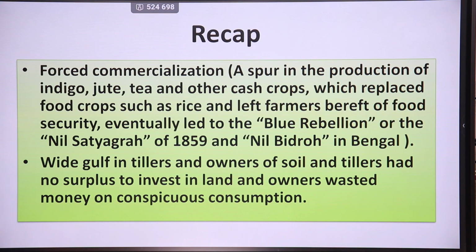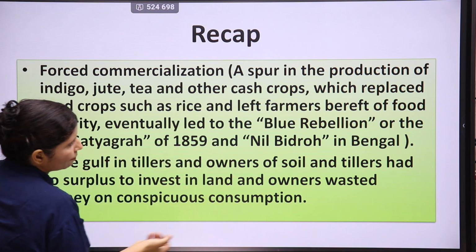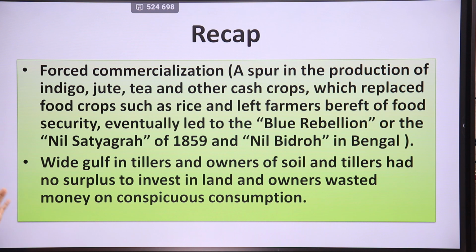Then we have forced commercialization, because Britishers forced Indians to produce indigo in their fields, to produce cash crops so that they could sell them in the market and fetch more profits. So there was Neel Satyagraha and Neel Vidroh in Bengal to oppose cultivation of Neel or indigo in their fields, because people were not able to produce rice in those fields after cultivation of indigo. That was really pathetic for Indian tenants and farmers.